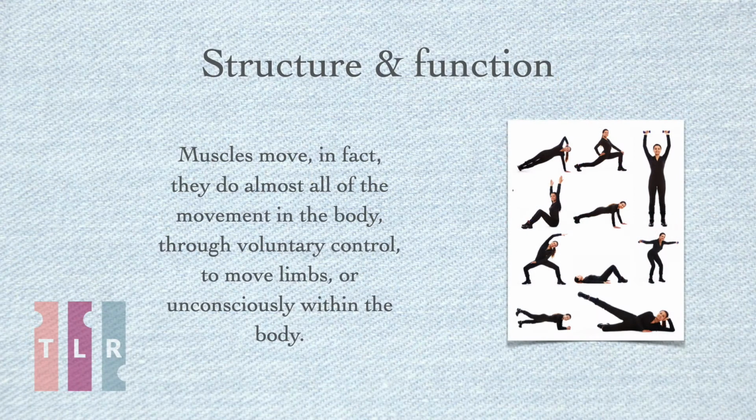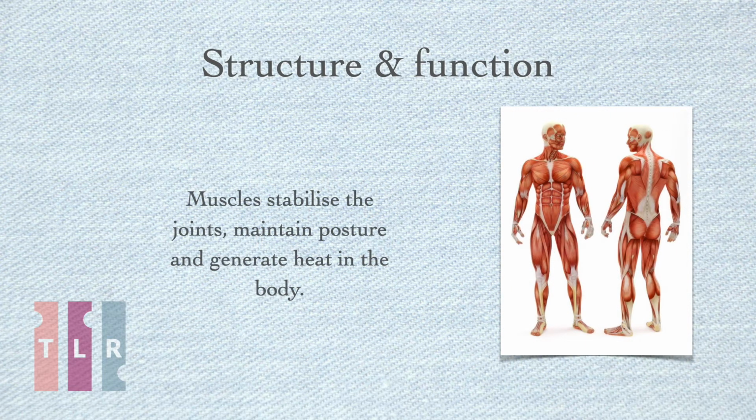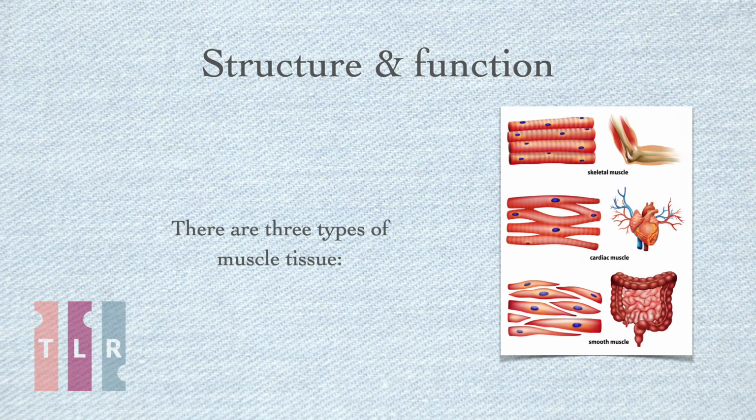Muscles move. In fact, they do almost all of the movement in the body through voluntary control to move limbs or unconsciously within the body. Muscles stabilize the joints, maintain posture, and generate heat in the body. There are 3 types of muscle tissue.